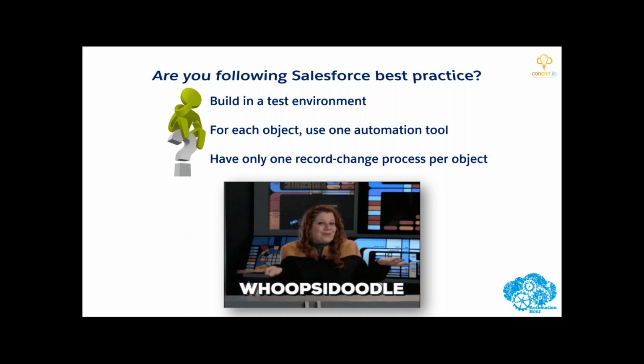Have only one record change process per object. Now, this one I understand completely. Developers have been doing this a long time with the one trigger per object. But I gotta tell you, can we talk? I have played around with this and I'm not there yet. I'm gonna be honest with you. I am not there yet to the one record change process per object. And since I'm not there yet, I'm looking for solutions. I would love to do this.